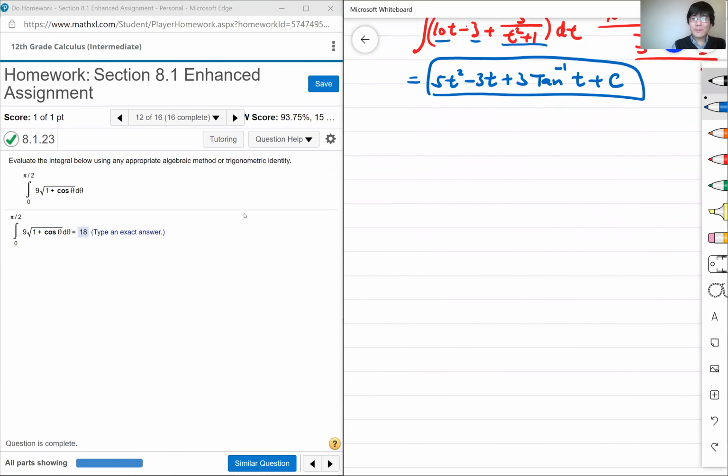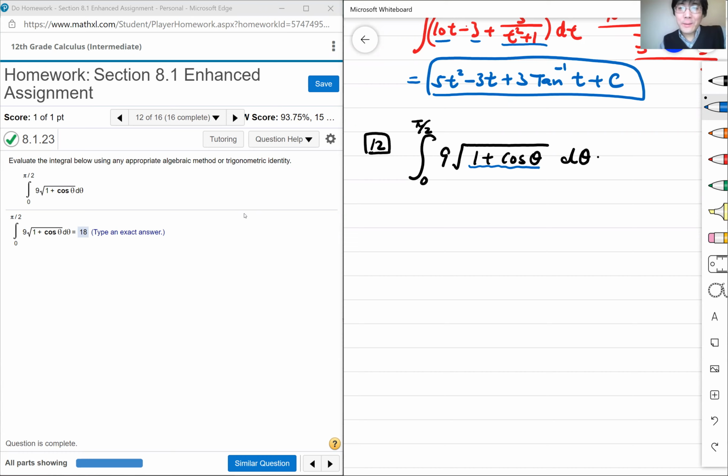Okay, next one. Number 12. So 9 times square root of 1 plus cosine theta d theta. Well, this is a hard one because you see that the derivative of the cosine is nowhere in this program. So it's kind of not easy to see how should I make a substitution.